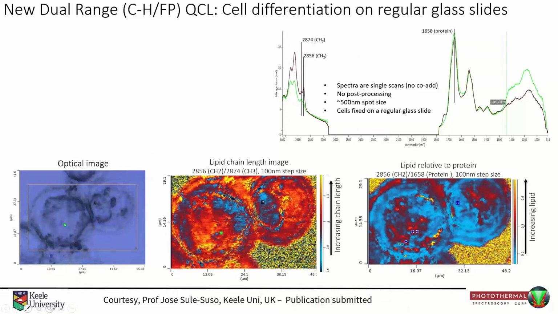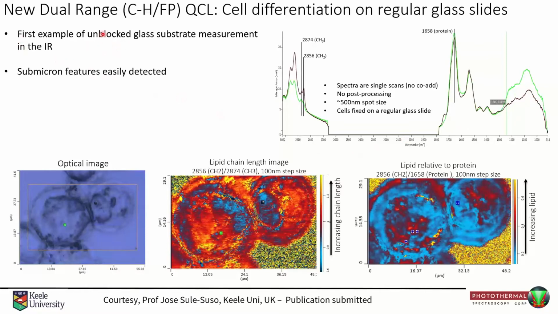This was some work I did with Keele University, looking at cell differentiation, cancerous, well, malignant cells and normal cells using glass substrates. So these are some spectra. These are single scans. That's about 1 second measurements from a 0.5 micron spot on cells on glass. And with very thin materials, you do see a bit of a glass contribution. But from about this point onwards, you're completely unhindered by glass. And even over here, you could possibly subtract out the simple broad silicate peak there. But this is really the first example of completely unblocked glass substrate measurements in the infrared.